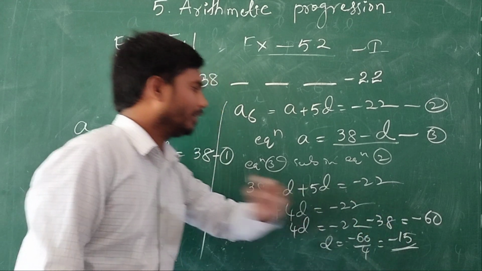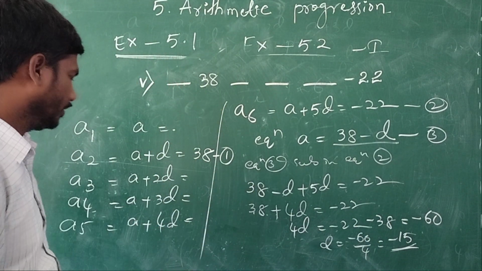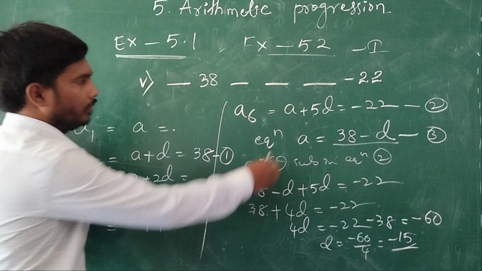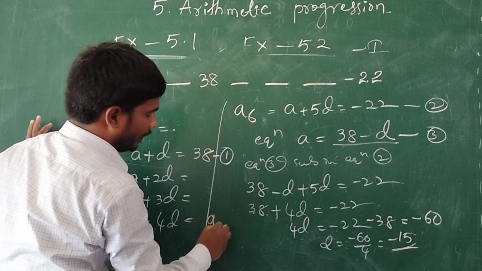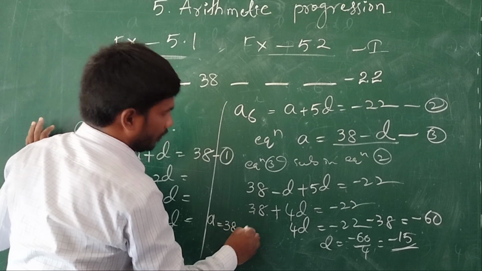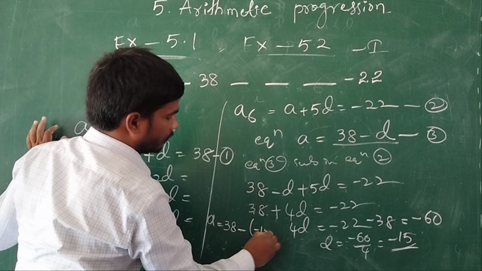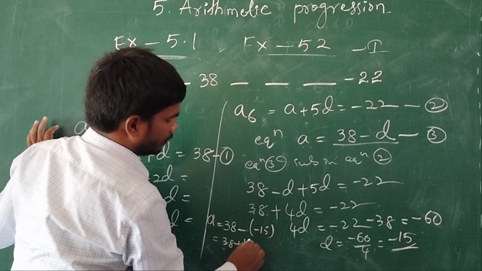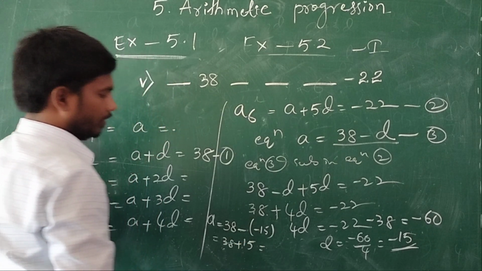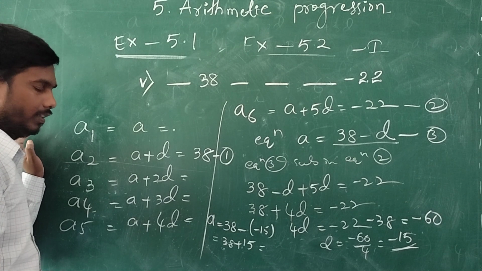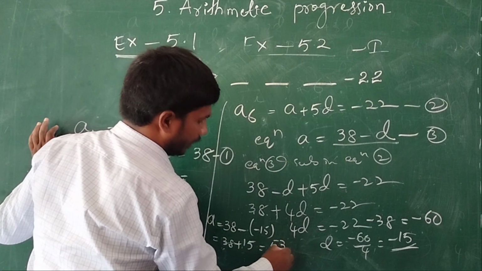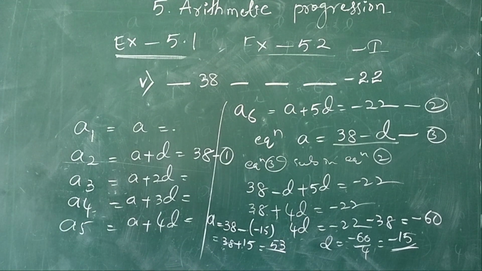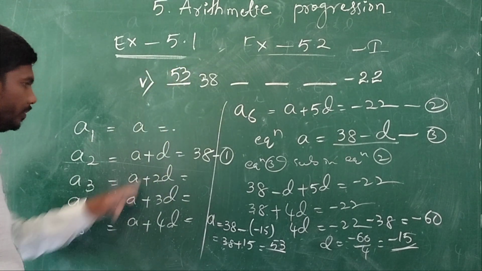But here we got only the d value. We need the a value. To find the a value, a is equal to 38 minus d, minus of minus 15. 38 minus and minus is plus, 38 plus 15. So 53. a is equal to 53. That is the first term. a is equal to 53.